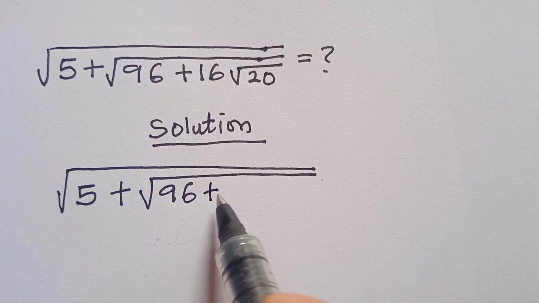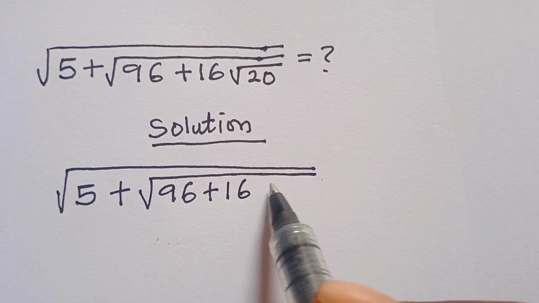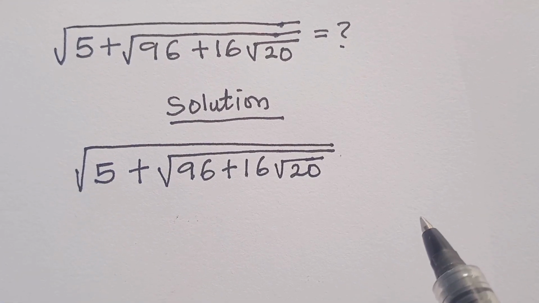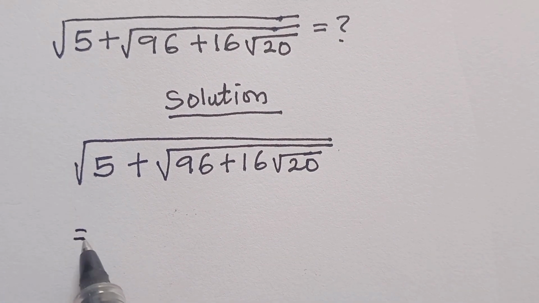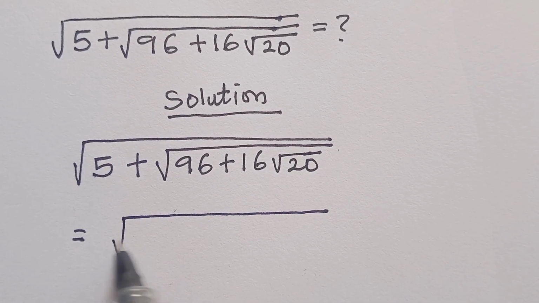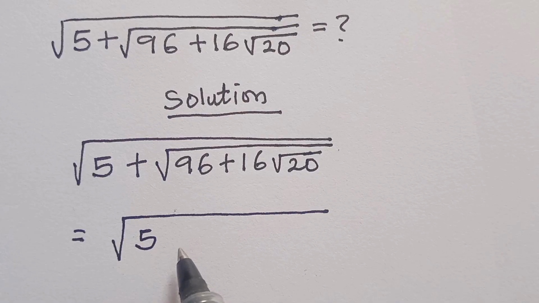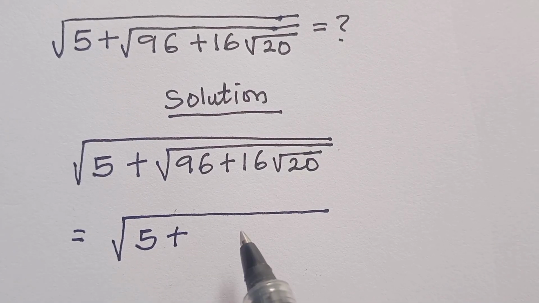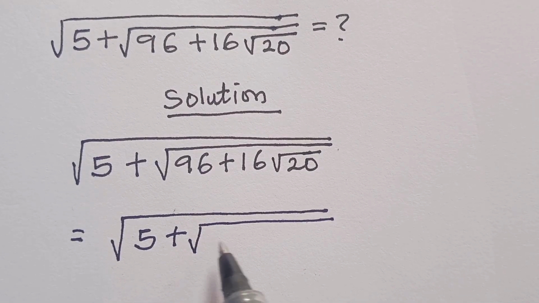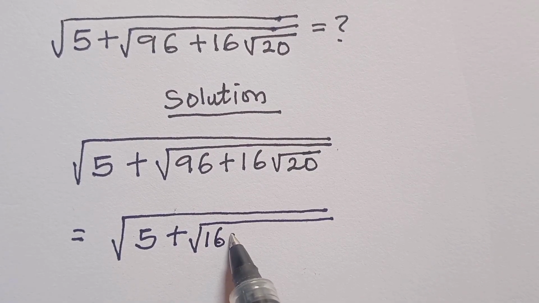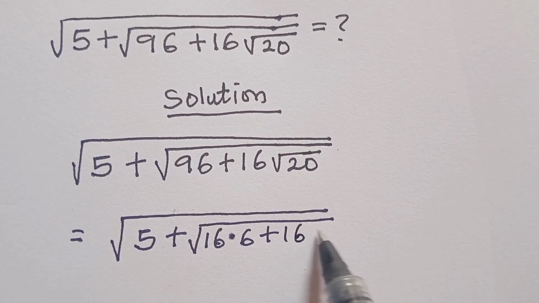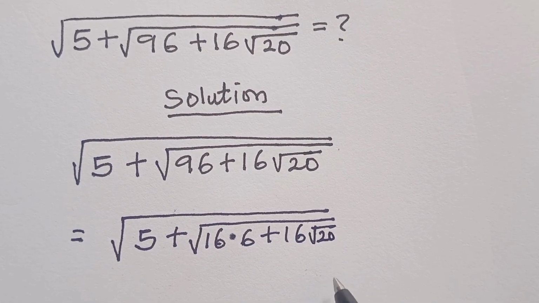Now let's get started. We have the square root of 5 plus the square root of 96 plus 16 times the square root of 20. To solve this, we have the square root of 5 plus, we can simply split 96 to make our work easier and faster. Splitting 96 gives us 16 multiplied by 6, plus 16 square root of 20.